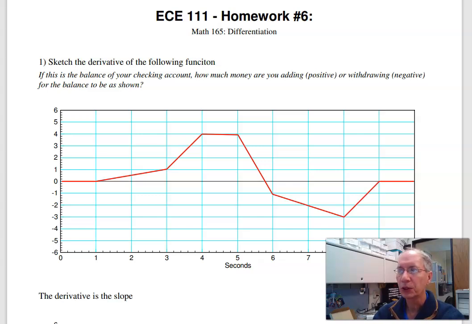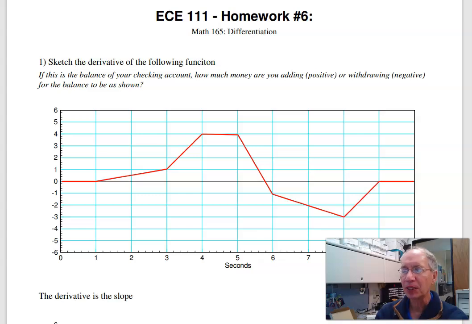Here are solutions to homework set number 6 for ECE 111. This homework looks at solving problems that you'll encounter when you take Math 165 differentiation using Matlab. With Matlab, you can use numerical techniques to solve many problems that you'll encounter in those courses.